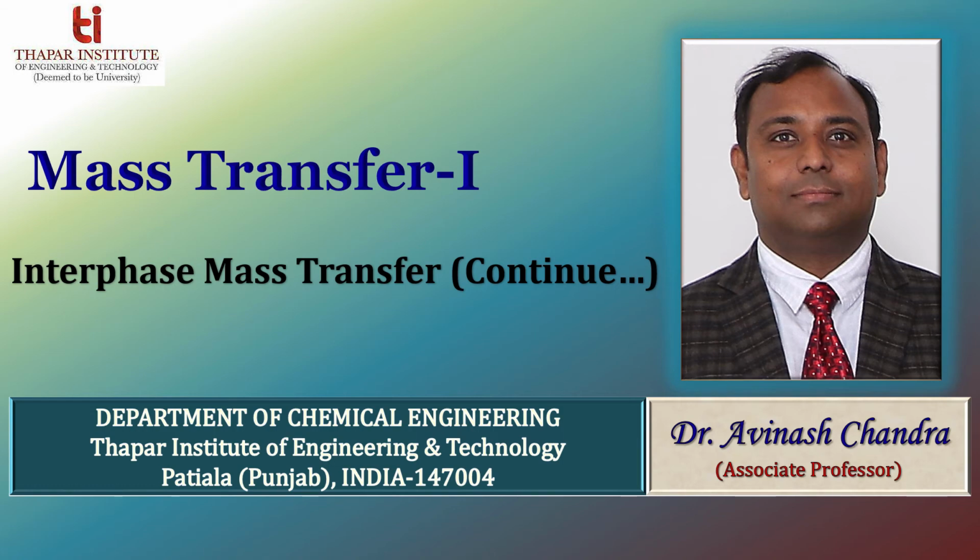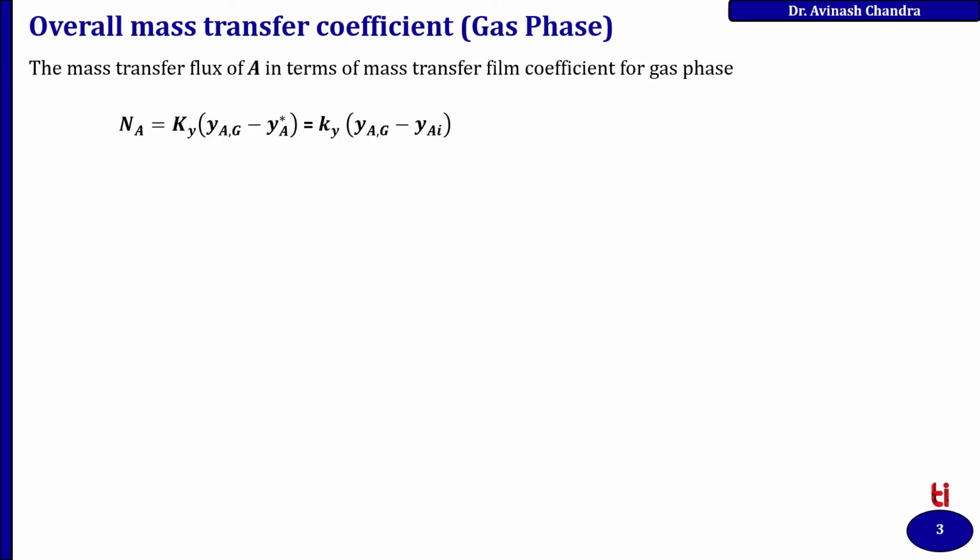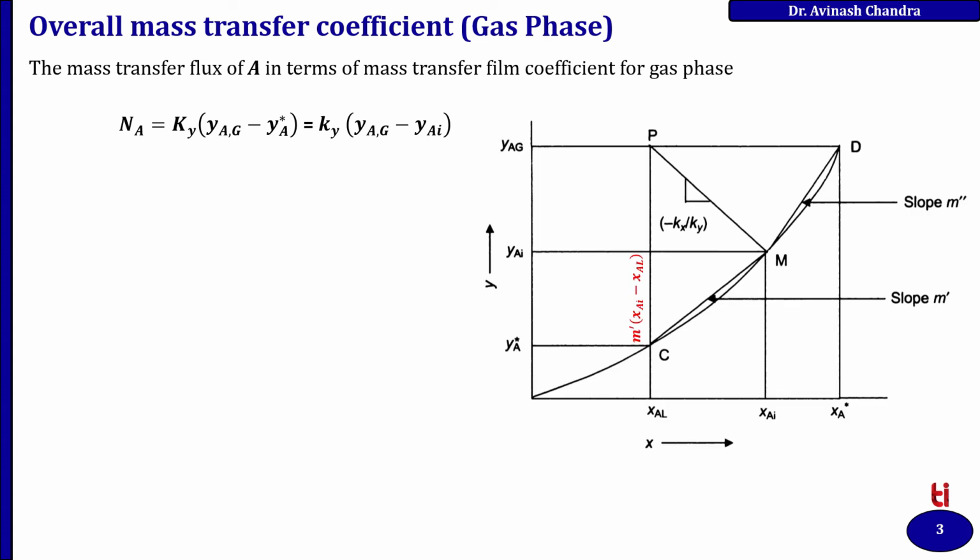Discuss the interface mass transfer. So this is the continuation of the last lecture. Starting with the overall mass transfer coefficient, the mass transfer flux of A in terms of the mass transfer film coefficient of the gas phase is written as N_A = ky (yAG - yA*) = ky (yAG - yAI).